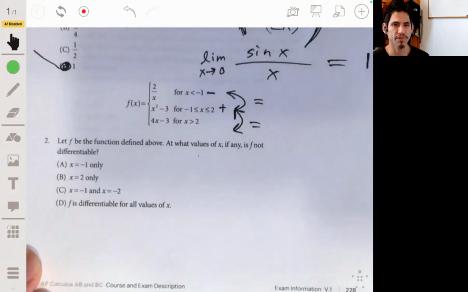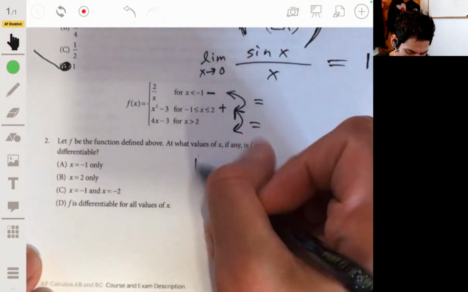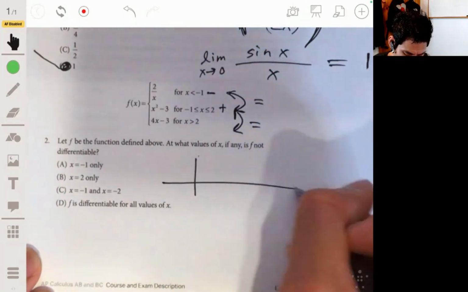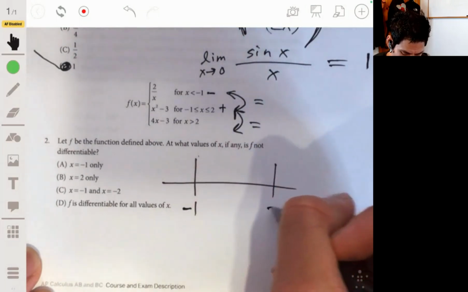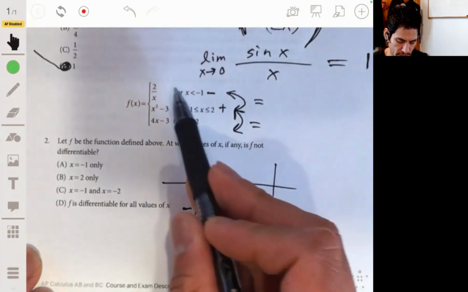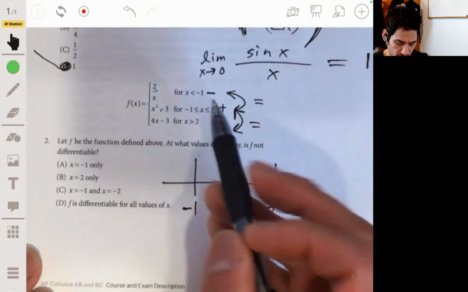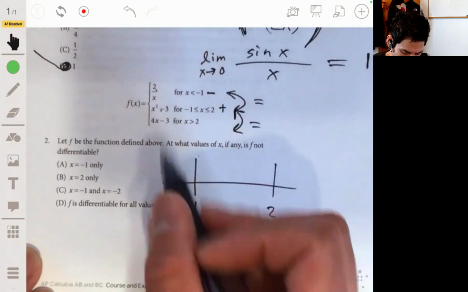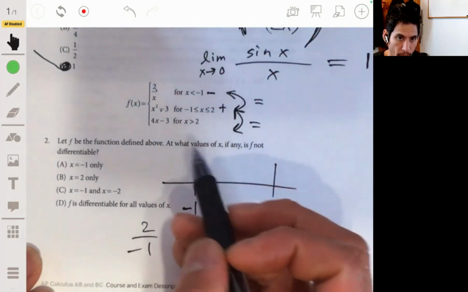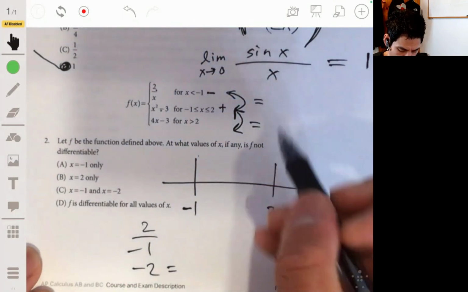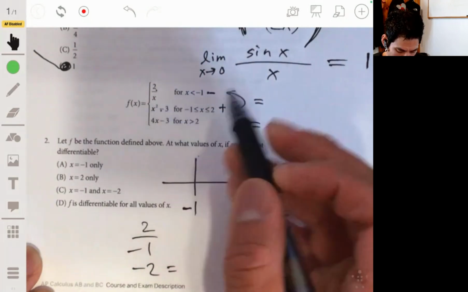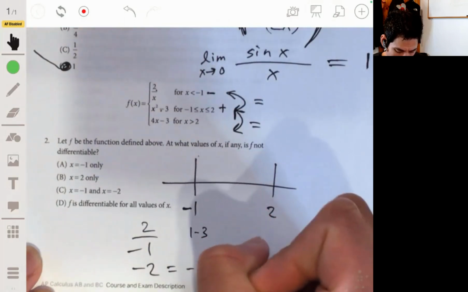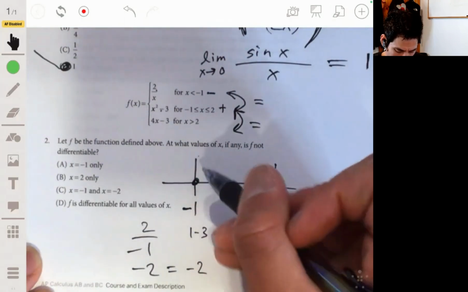It's a little hard to visualize if you're not familiar with this, but essentially you want to make sure that the graphs connect at -1 and at 2. So you want to plug -1 into here and here. Let's first see what we get. We have 2 over -1, which is -2. And we want to get -2 when we plug -1 into here. So we would get 1 minus 3, and we get -2 there. So we're good there.